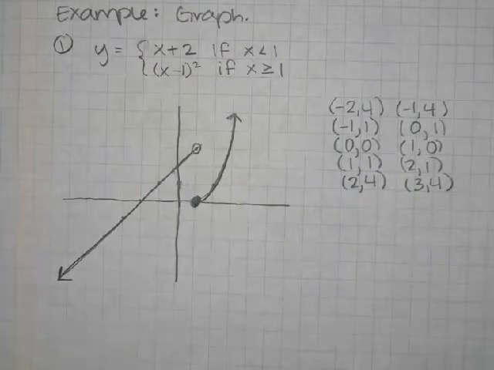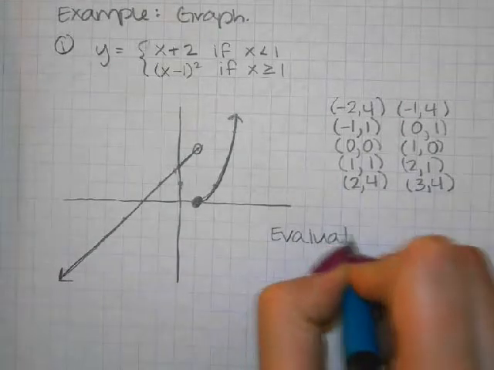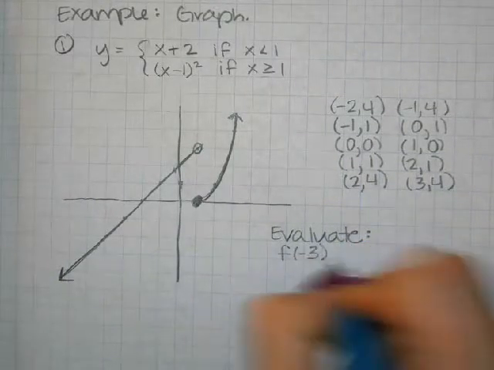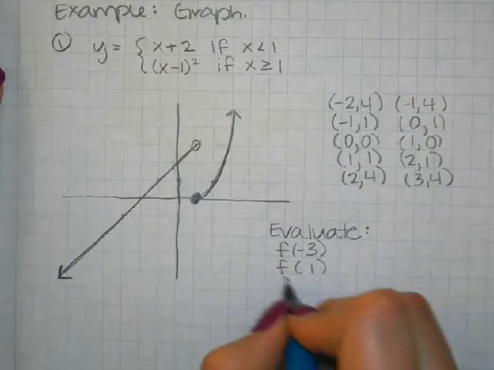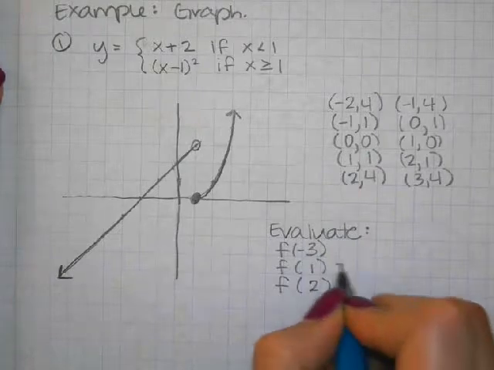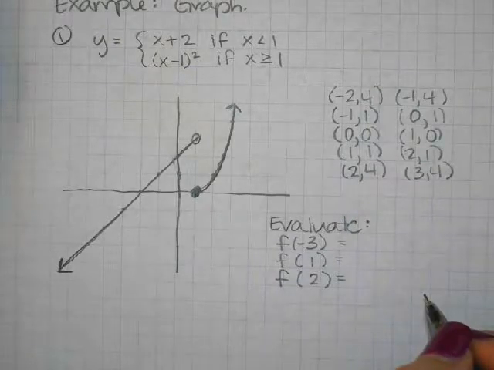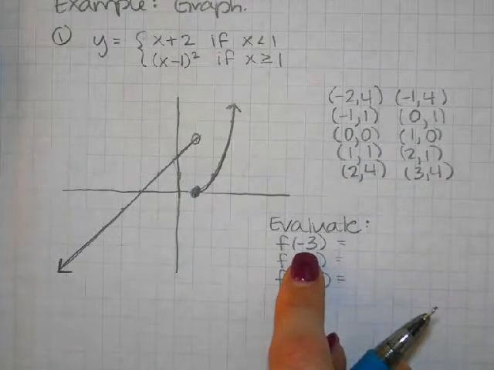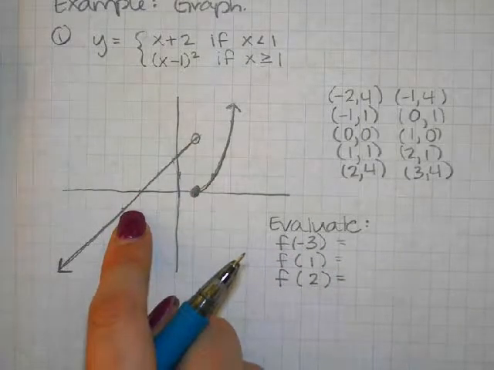Yeah. All right, so we're going to evaluate this because that can be kind of interesting as well. So we're going to evaluate this for f of negative 3. We're going to find f of positive 1, and we're going to find f of 2. So we're going to evaluate it for 3 different numbers. So what this means is if you plugged negative 3 in for x, what would you get for y? So if I look at the x coordinate of negative 3, what is the y coordinate?